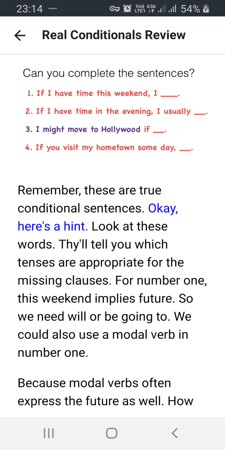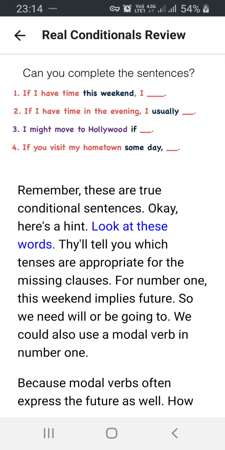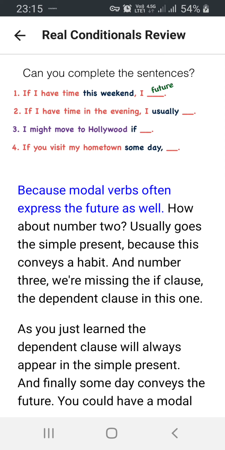Okay, here's a hint. Look at these words. They'll tell you which tenses are appropriate for the missing clauses. For number 1, this weekend implies future. So we need will or be going to. We could also use a modal verb in number 1 because modal verbs often express the future as well. How about number 2? Usually goes with the simple present because this conveys a habit.